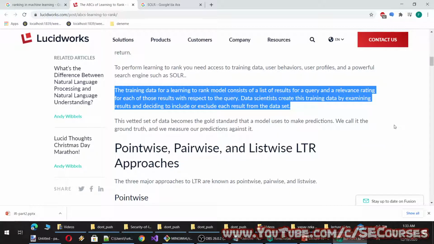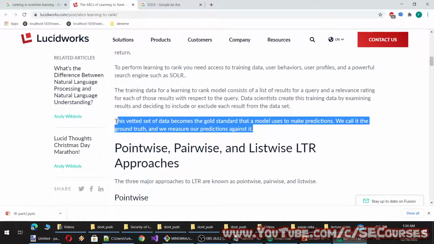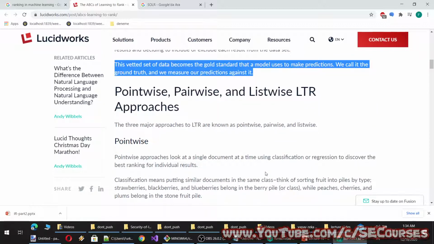The training data for a learning to rank model consists of a list of results for a query and a relevance rating for each of those results with respect to the query. Data scientists create this training data by examining results and deciding to include or exclude each result from the data set. This vetted set of data becomes the gold standard that a model uses to make predictions. We call it the ground truth, and we measure our predictions against it.